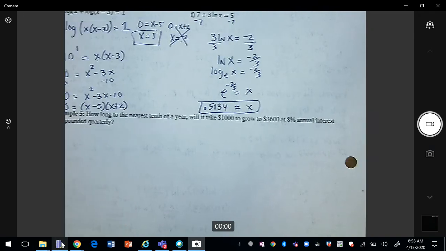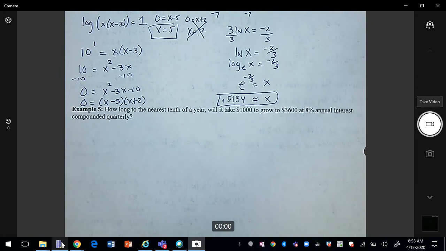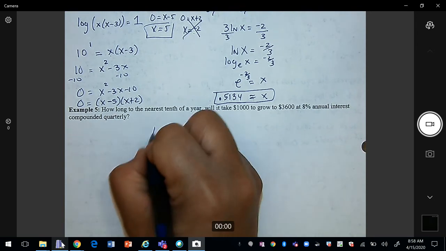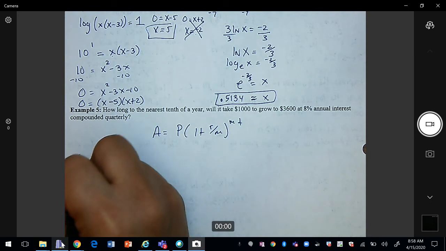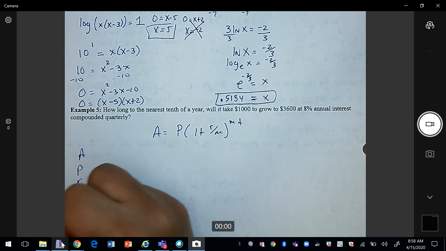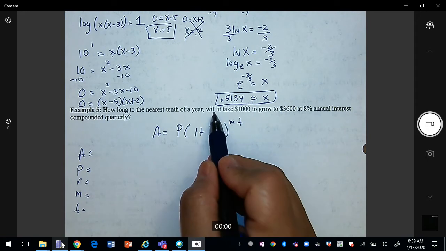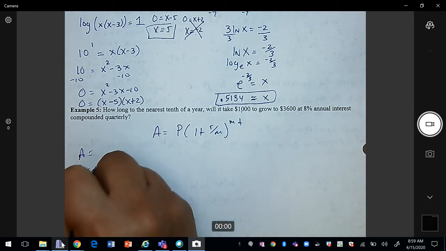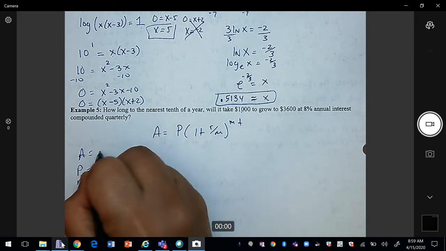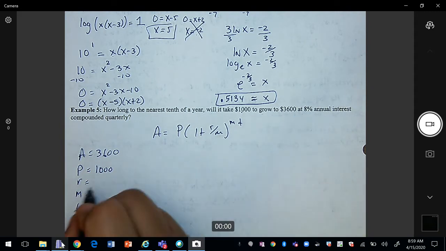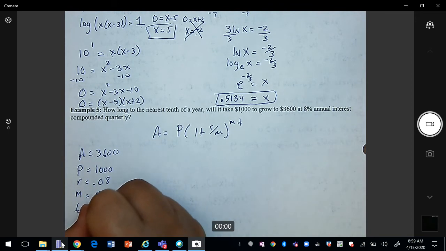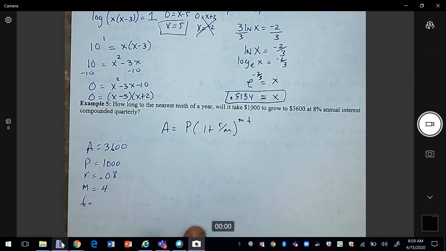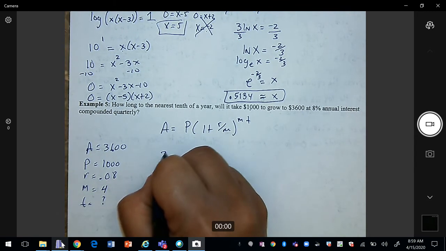And the last question for this section: how long, to the nearest tenth of a year, will it take 1,000 to grow to 3,600 at 8% annual interest compounded quarterly? So in the previous section, we saw the following formula, A equals P times (1 plus r over n) to the nt. So how long will it take 1,000? That's your principal, to grow to 3,600. That's your ending balance. At 8%, that's going to be r. Annual interest compounded quarterly, so that's going to be 4 for compounded quarterly. And then t is what we're looking for.